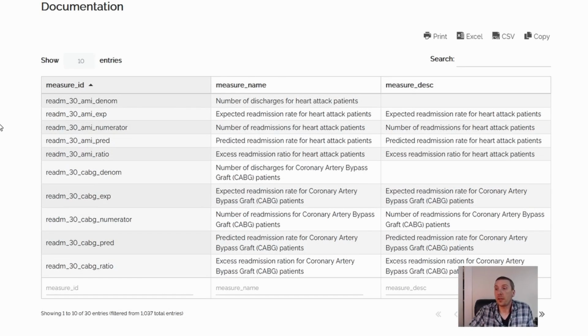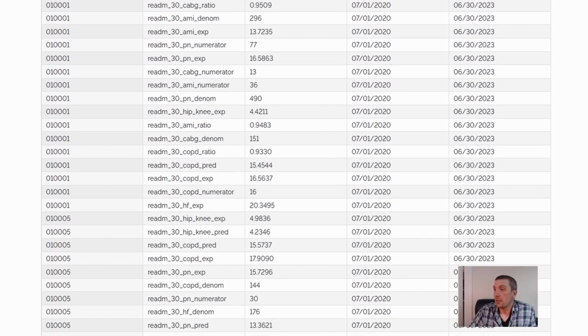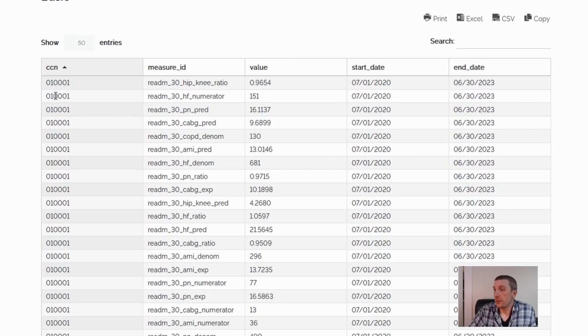So heading over to our data table documentation, here you can see some of the measures. This is for AMI, heart attack, and you can see here they have the raw numbers. This is the denominator. This is the numerator. So this would be the readmissions, out of the total patients. This is what's expected, what's predicted. And then this is the actual ratio or excess ratio. And going up to the data, you can see that here.